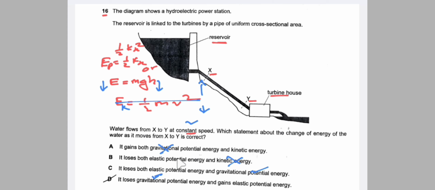Now, energy is always conserved. Since energy is conserved and gravitational potential energy is lost, it must gain some other energy. So it must gain elastic potential energy in order to make the energy constant. So the answer is D.